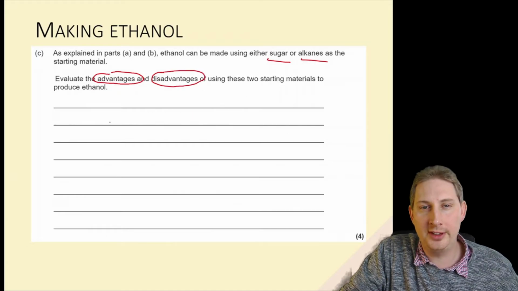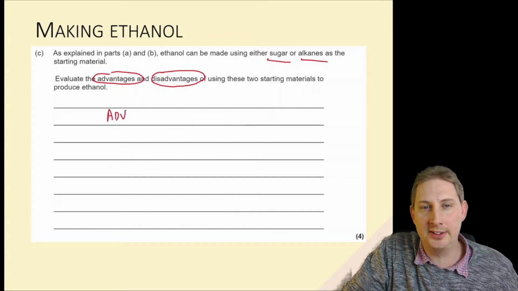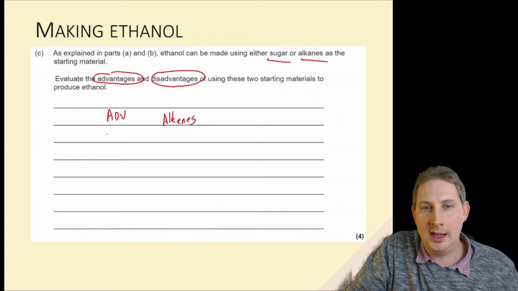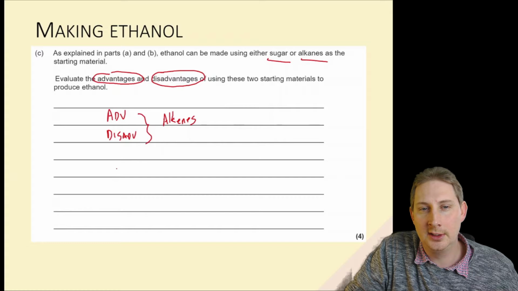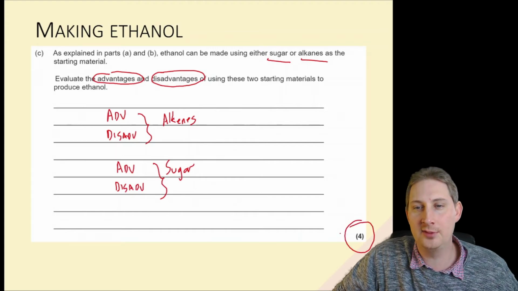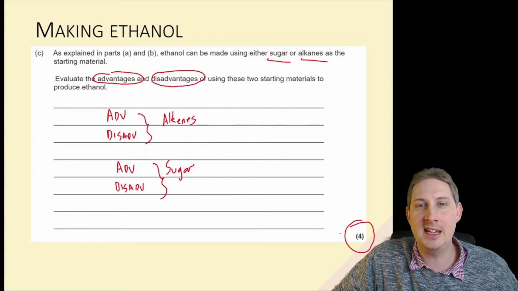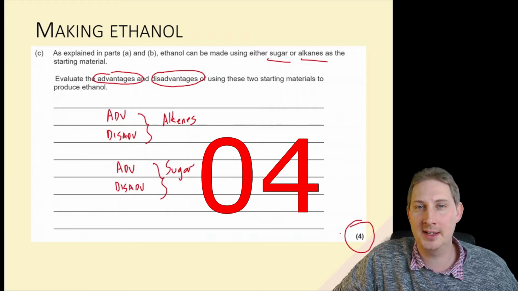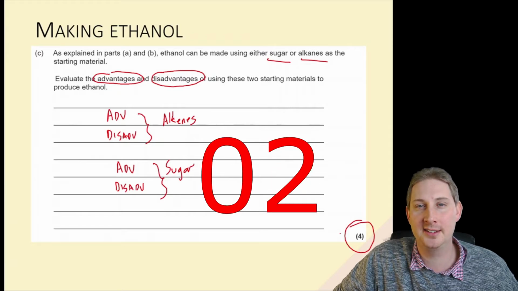So there's 4 points available. So we probably want an advantage of alkenes, and we want a disadvantage of alkenes. We probably want an advantage of sugar, and we probably want a disadvantage of sugar. And if you can come up with those 4 points, you're almost certainly going to get the 4 marks available. So here you go. Pause the video, come back for the mark scheme after 4 minutes.